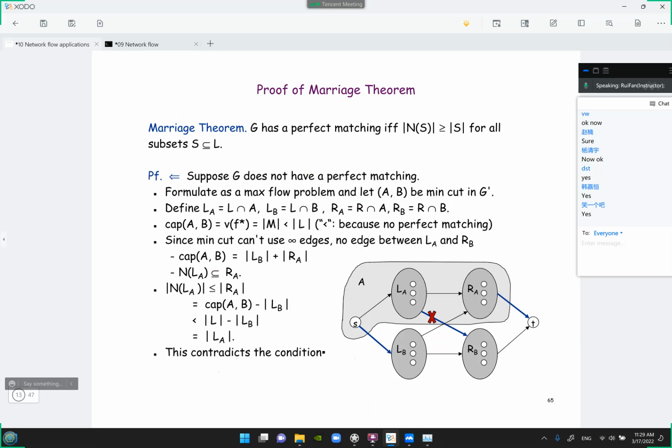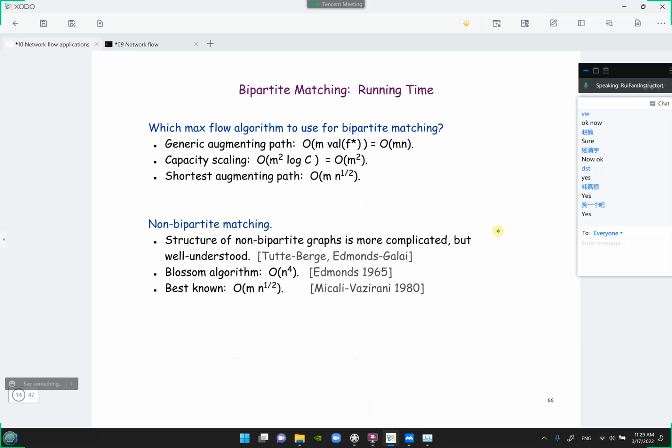And there are many other kinds of matching problems. For example, we talked about bipartite matching. Now we saw two algorithms for max flow. So which one should you use? If you use the basic Ford-Fulkerson, then the time complexity is m times c, where c is the maximum capacity.